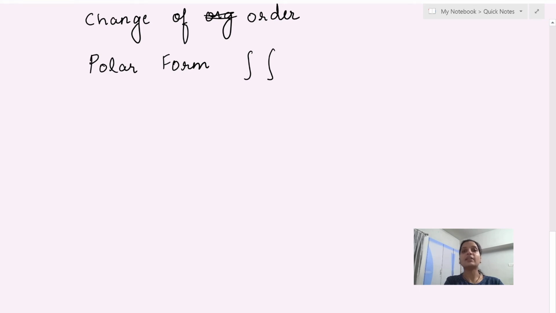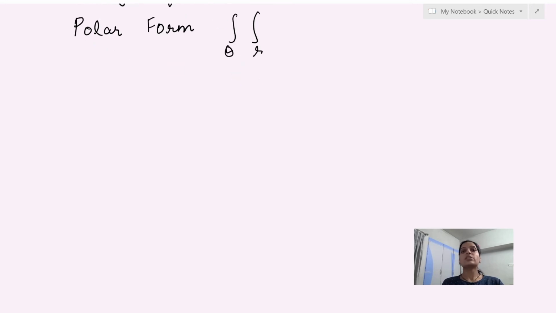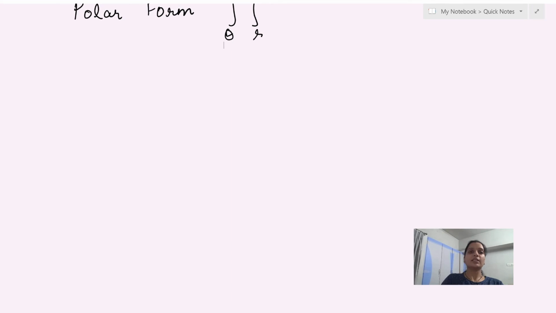I have a radial strip which travels in anti-clockwise direction. Suppose this is a strip and this is a point, it will travel in anti-clockwise direction, that is this way, right? Innermost limits are in form of r and outer limits are in form of theta. So this was your polar form. We also saw how to find the limits of the polar form. So this was what we studied in double integration.